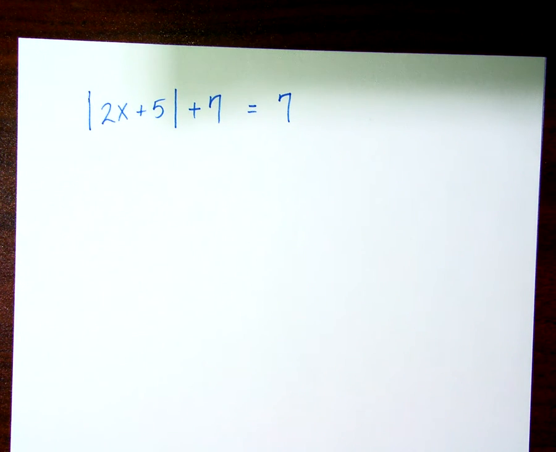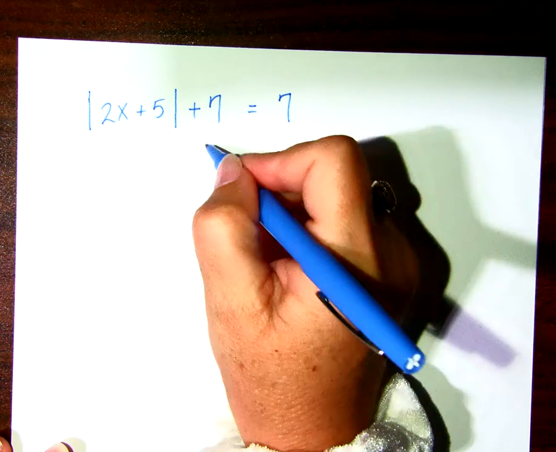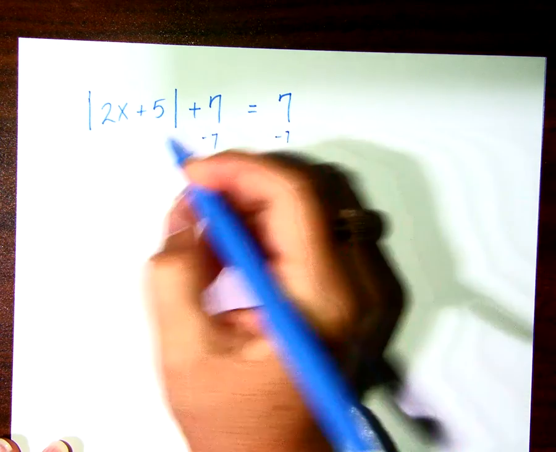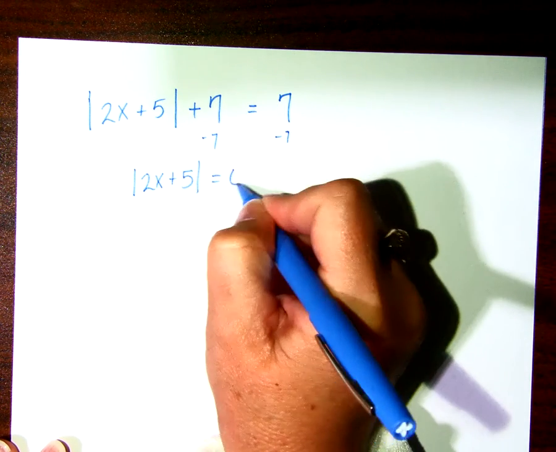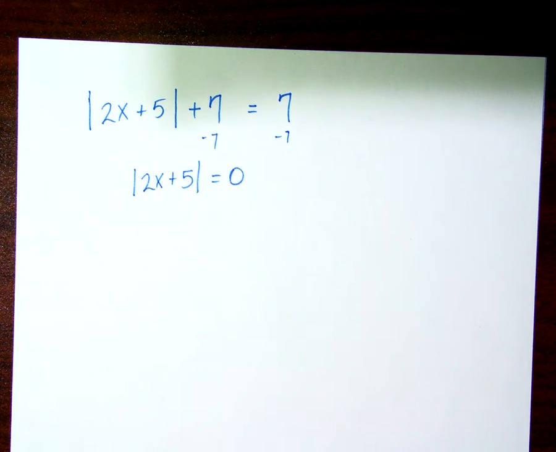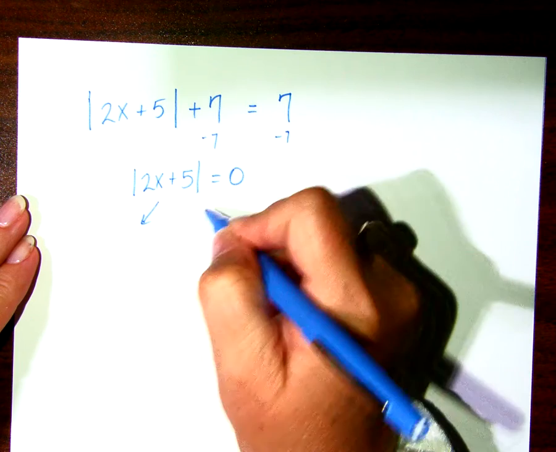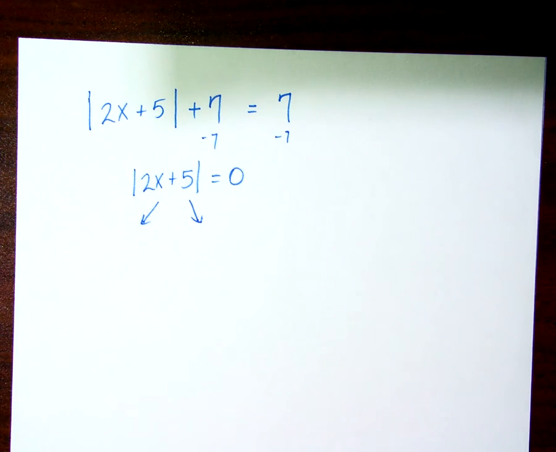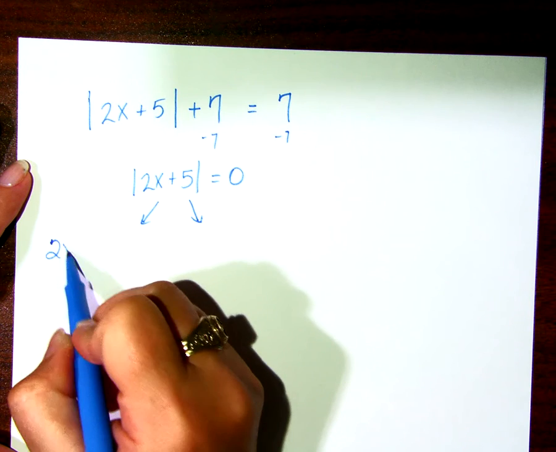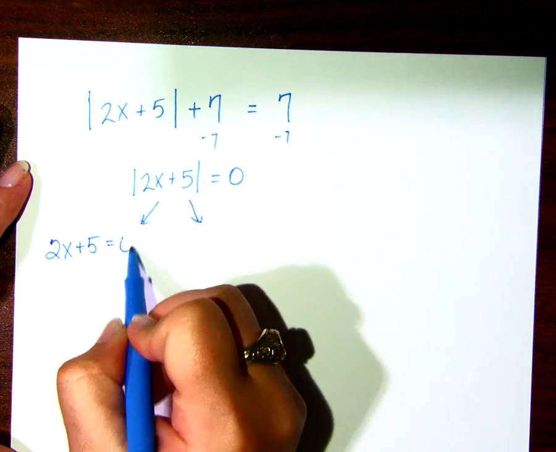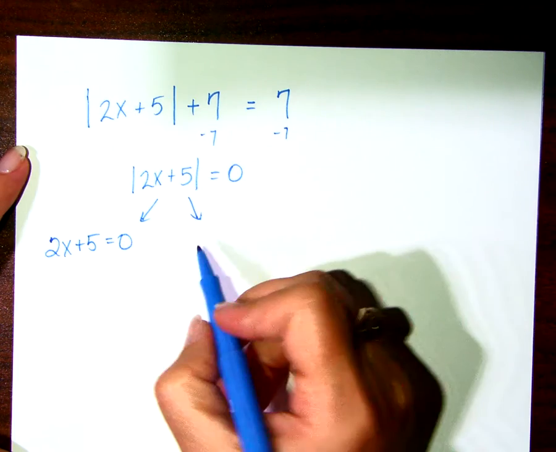Absolute value of 2x plus 5 plus 7 equals 7. What do I do first? Subtract 7 from both sides. Absolute value of 2x plus 5 equals 0. Is my absolute value isolated? Yes, so two parts, a positive part and a negative part. Positive part looks like 2x plus 5 equals 0. And what's the negative part look like?